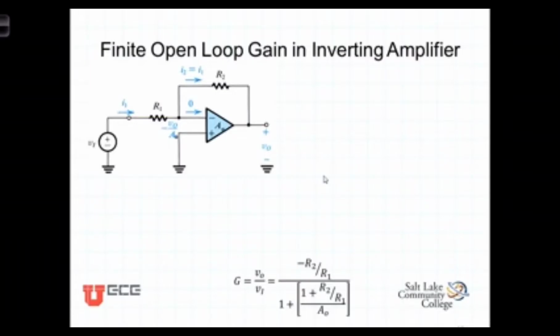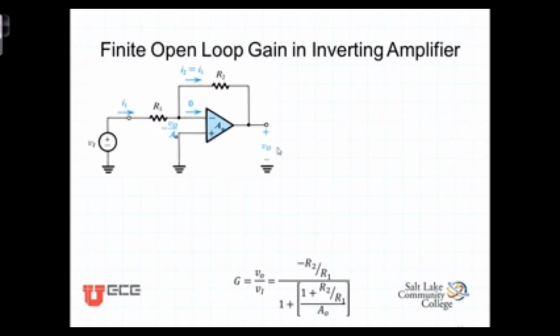In this video, we look at the effect of a non-infinite open loop gain on the inverting amplifier. In other words, we're going to be looking at the inverting amplifier configuration, only now, instead of having A naught be infinite, it's going to be some number less than infinity. Probably still large, but less than infinity.